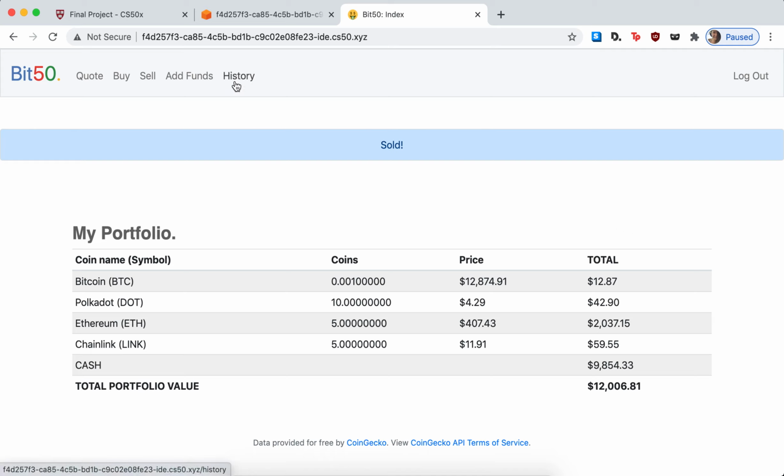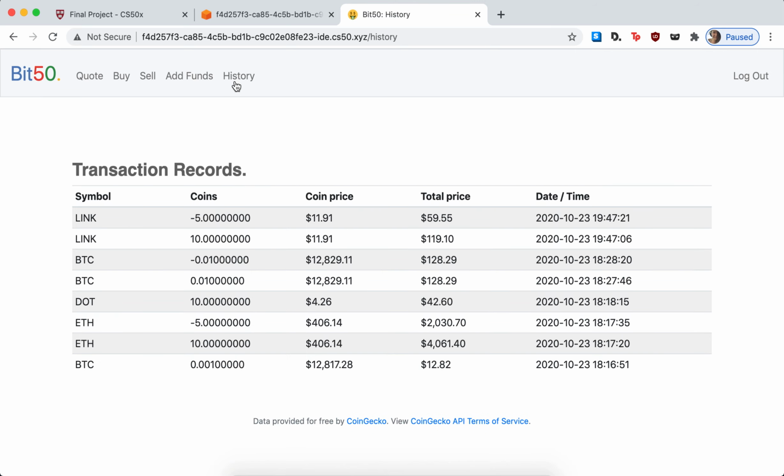I can check the transaction record by going to history. Here, the purchase of 10 coins of Chainlink and selling of 5 coins of Chainlink is shown in the transaction.